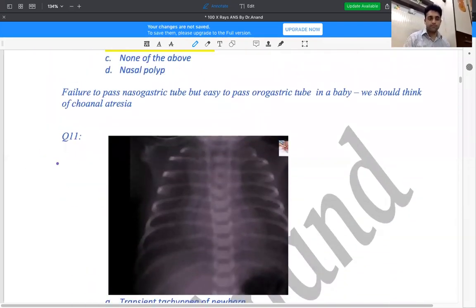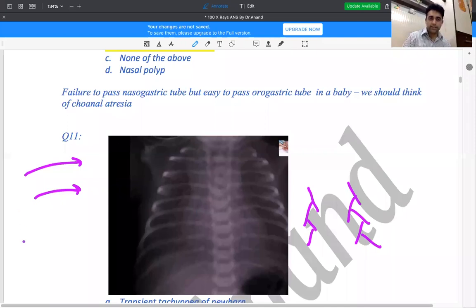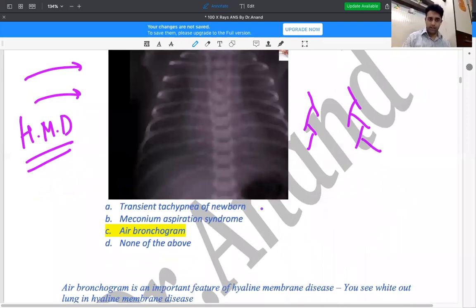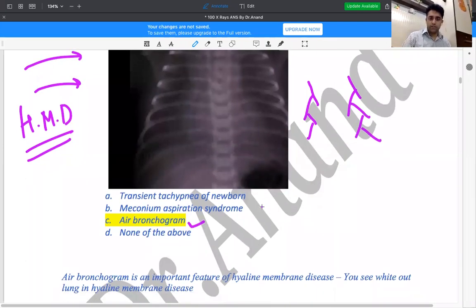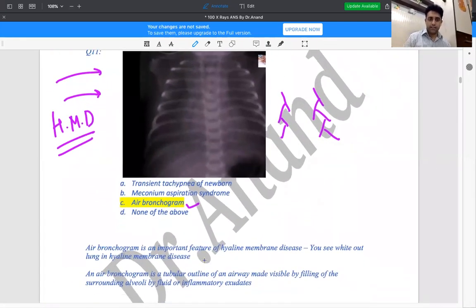What is this? What is this picture? What can you see? What do you call this? This kind of tree shape. Can you see that? Like these trees. So this is nothing but air bronchogram. It is seen in hyaline membrane disease. Remember that. It's nothing but air bronchogram. Okay. Now please read this line. It is a very important feature of hyaline membrane disease.